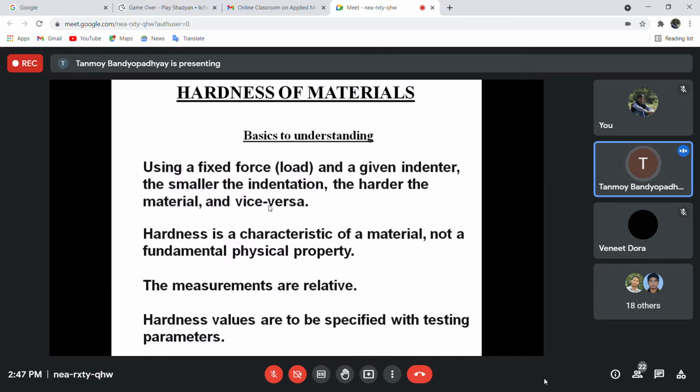Okay, so coming to this part, what is the hardness of a material? Hardness is a very basic property of the material, but it is not a characteristic property or a fundamental property of the material. You can see that hardness is a characteristic of a material, but not a fundamental physical property of the material. Basically, hardness is something that we measure at the surface of the specimen.